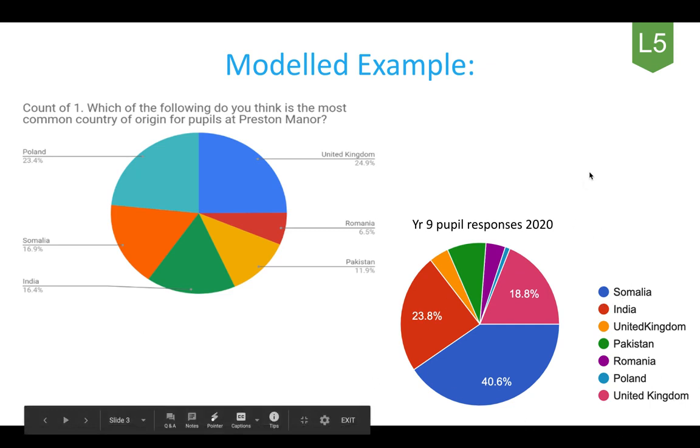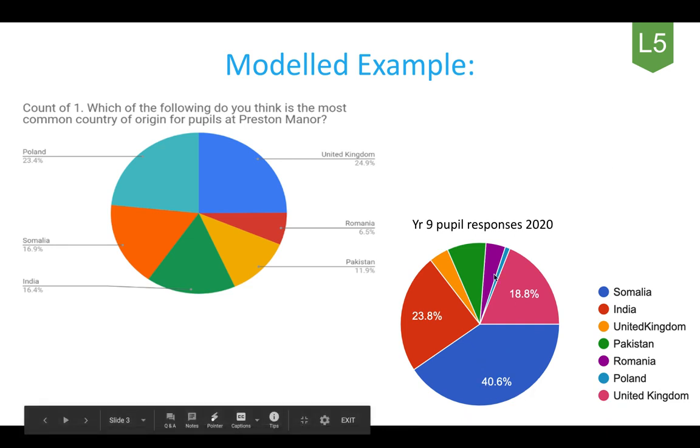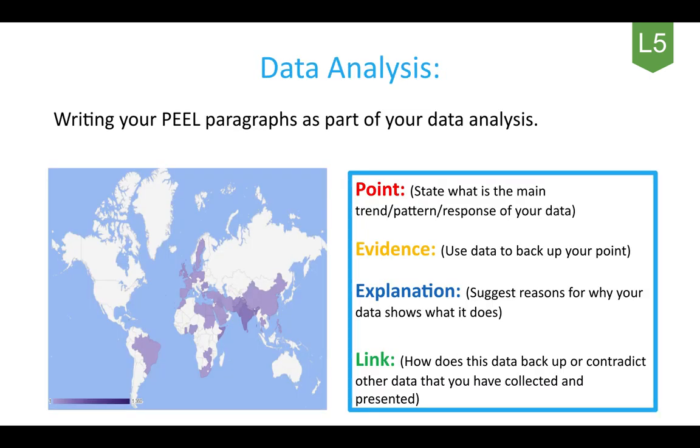So you can see that you guys in year 9 currently think differently to last year's year 9. So our responses were slightly different. Last year many people said the United Kingdom or Poland would be the most common country of origin for students at Preston Manor. This year, students have said that they think Somalia will be the most common country of origin, that maybe the United Kingdom might come up quite high, and that India will come up quite high. And when we can compare that, we can say both for this link and for this one's link, we can start to compare those. We're going to do this again in a bit.